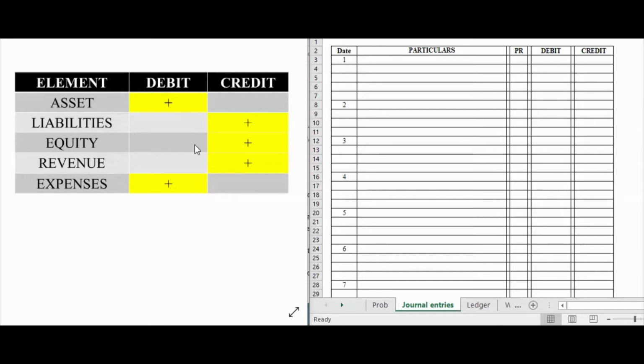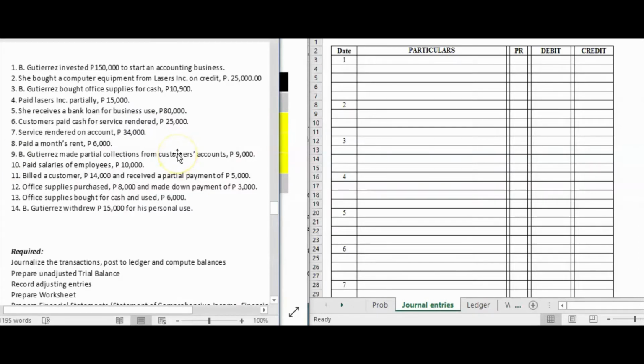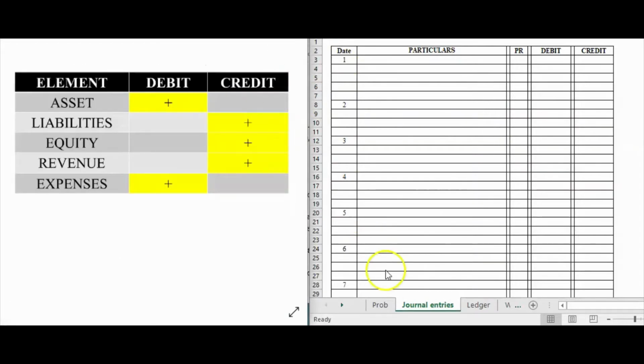Today we are going to discuss the normal balances of account titles. Okay, so meron tayong problem later na i-journalize natin. So this is the problem. Ito yung ating general journal, or our book of original entry. But before we do that, let's have a quick review of our normal balances.